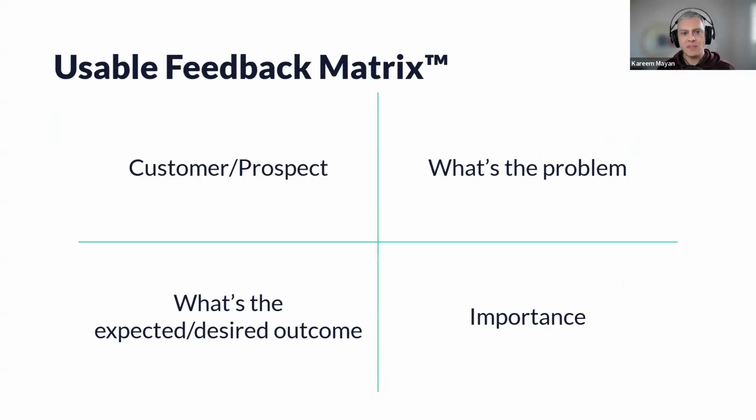Yeah, so there's really four pieces of context that you need when you're getting product feedback. The first is information about the person who's giving you the feedback, the customer or prospect. The second is what's the problem that they're experiencing. The third is what do they expect, or what is it that they want? And the last is importance.